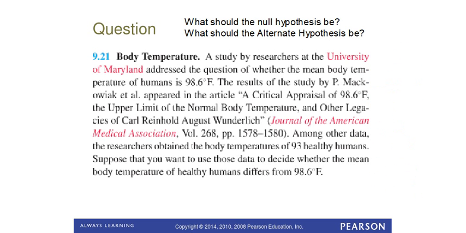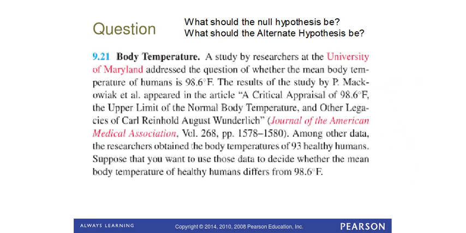By the way, Karl Reinhold there, if you're wondering, was a medical genius, technically, of the 1800s who came to that 98.6 degree Fahrenheit number way back when, and that's just the number that has stuck with us. So among other data, the researchers obtained the body temperatures of 93 healthy humans. Let's suppose that you want to use the data to decide whether or not the mean body temperature of healthy humans differs from 98.6 degrees. How should we state our null and our alternate hypothesis?